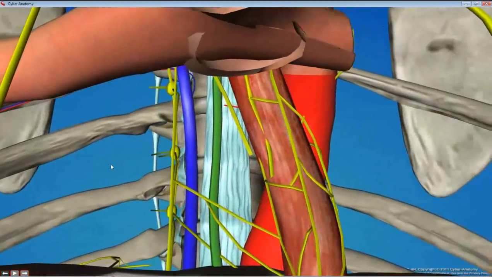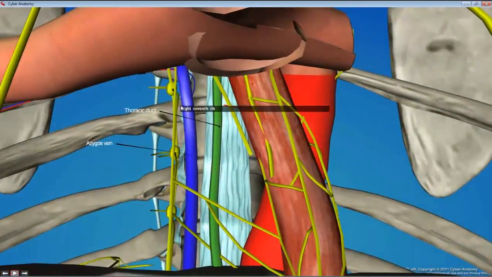The rest of the structures of the mediastinum are more or less all associated with the central pillar of vertebrae. So the far leftmost is going to be the aorta. The most anterior will be the esophagus. The rightmost will be the azygous vein. And kind of situated in between all of them is going to be the thoracic duct.